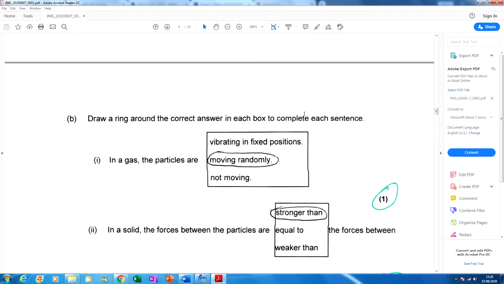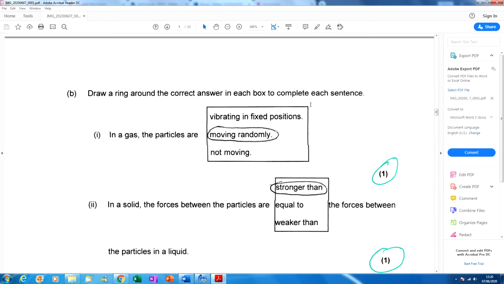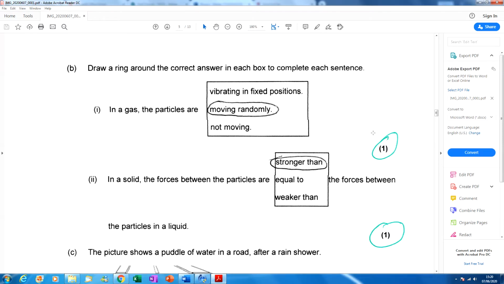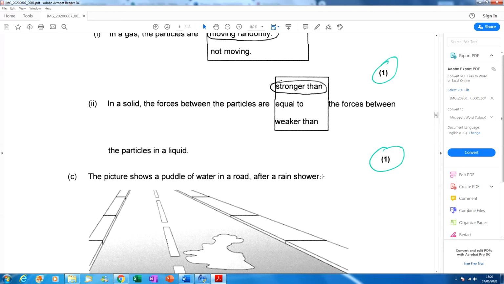Draw a ring around the correct answer in each box to complete each sentence. In the gas, particles are moving randomly. 1 mark for that. In a solid, the forces between particles are stronger than the forces between the particles in a liquid.